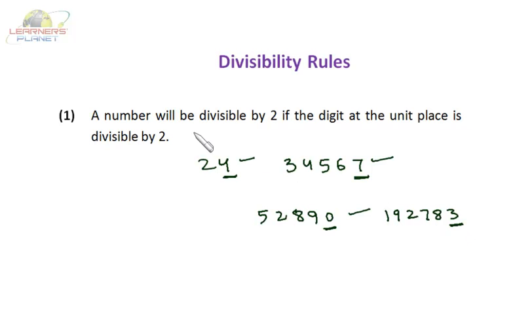So a number will be divisible by 2 if the digit at the units place is divisible by 2 or it is an even number. So just by looking at the unit digit, you can say whether the given number is divisible by 2 or not.